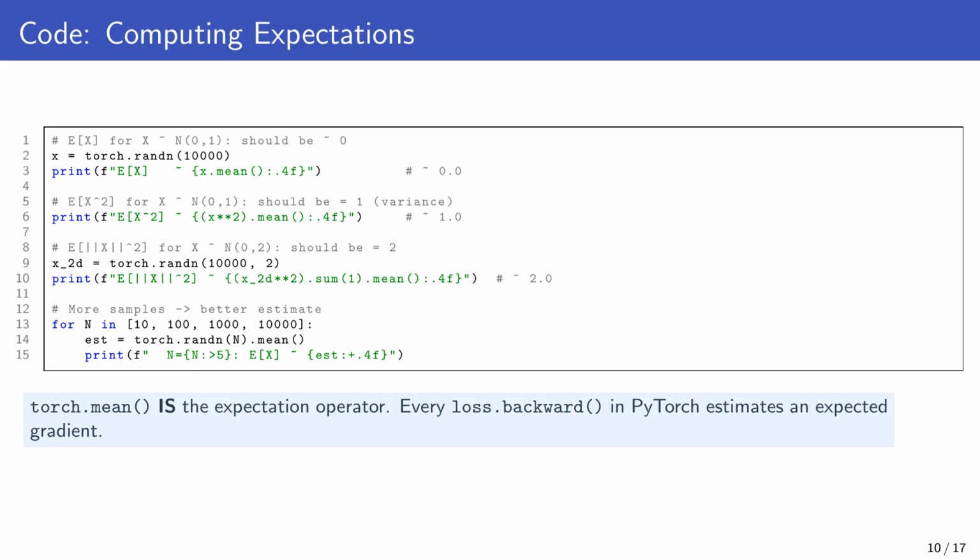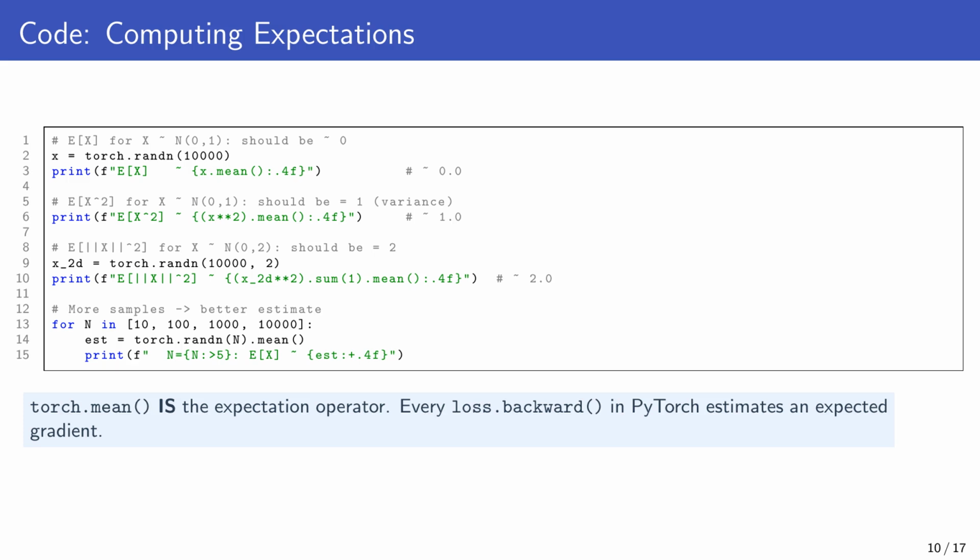Let us see expectations in code. torch.mean is the expectation operator. First, E of x for a standard Gaussian. We draw 10,000 samples and take the mean. The result is approximately 0, as expected.